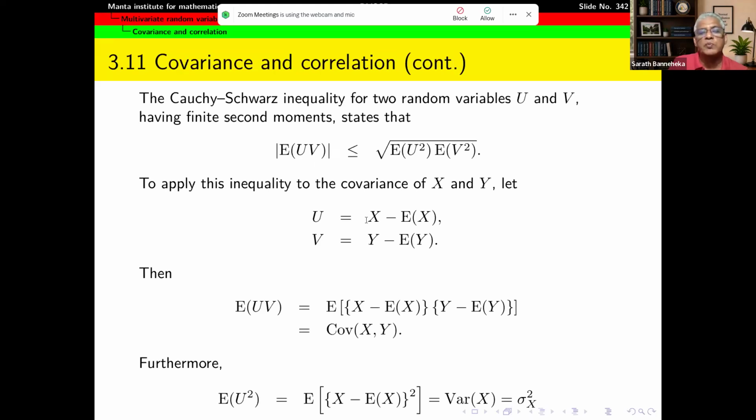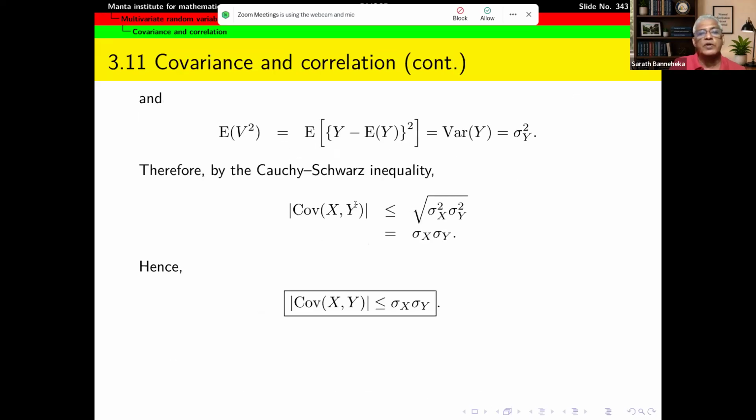So now let us consider a particular case. Let's say u is equal to x minus the expected value of x and v is equal to y minus the expected value of y. If you apply that to this expression, the expected value of u times v, that is the expected value of this times this, is equal to the covariance between x and y. And on this side, the expected value of u squared is the same as the variance of x. The expected value of the square of this term is the variance. And similarly, the expected value of v squared is the variance of y.